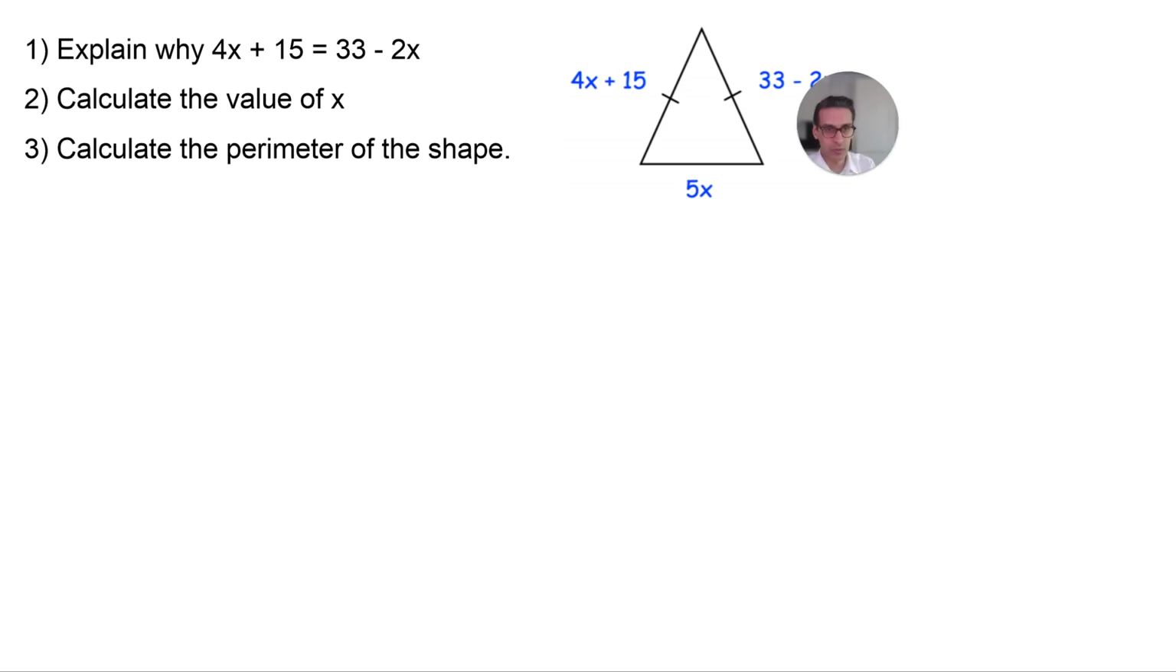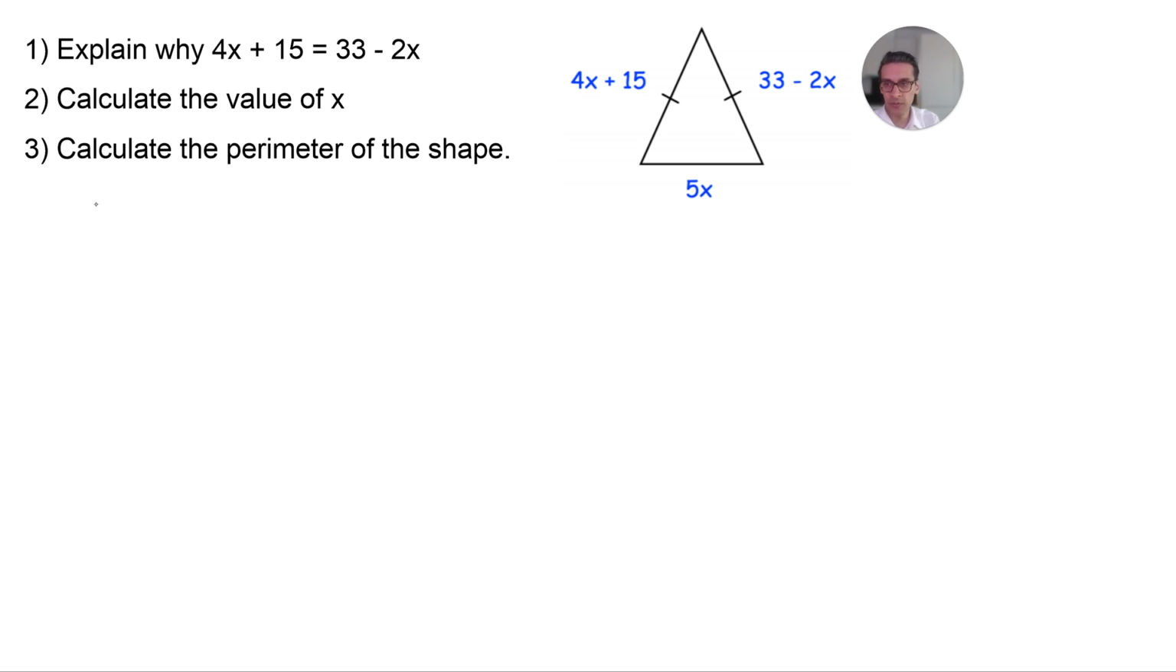Okay, here's another example of a worded question. Pause the video and have a go. Okay, so explain why they're equal to each other. Well, it's an isosceles triangle, and the symbol here means that they're going to be equal. So it says calculate the value of x and then calculate the perimeter.